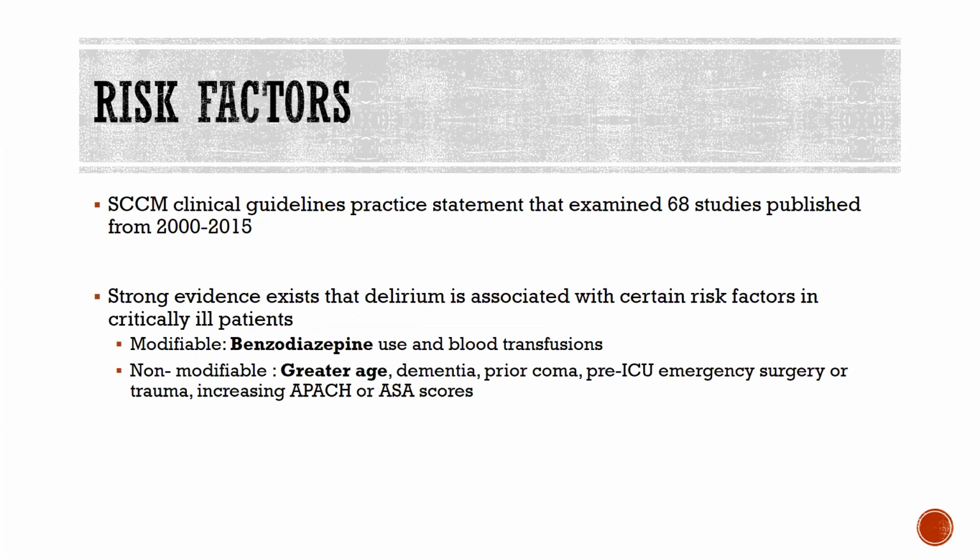So when we talk about risk factors, one statement from the SCCM guidelines is they do suggest that there are modifiable and non-modifiable risk factors for delirium. The guidelines were based on, I think, almost 68 studies specifically looking at risk factors. The modifiable ones they highlight are benzodiazepine use and blood transfusions. The non-modifiable risk factors include greater age, dementia, prior coma, pre-ICU emergency surgery or trauma, and increasing APACHE or ASA scores. They're all considered risk factors.